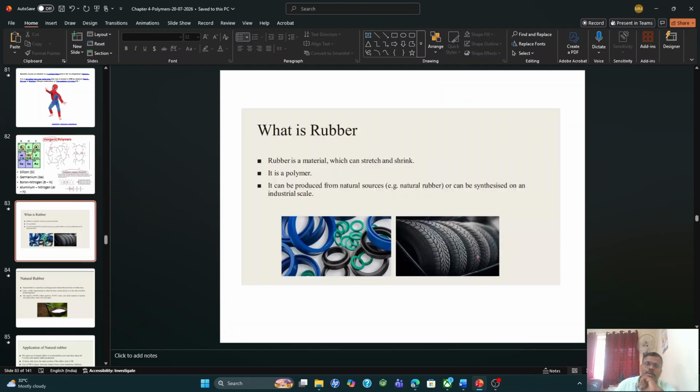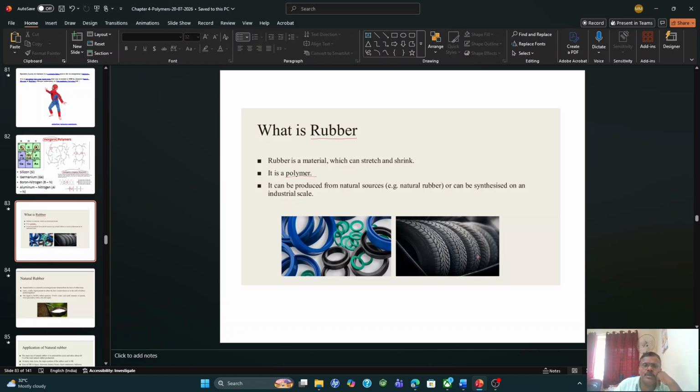Next one is rubber. Rubbers are of three types: natural rubbers, semi-synthetic rubbers, and synthetic rubbers. Rubber is a material which can stretch and shrink. It is a polymer. So the point is that all rubbers are polymers, but not all polymers are rubbers.